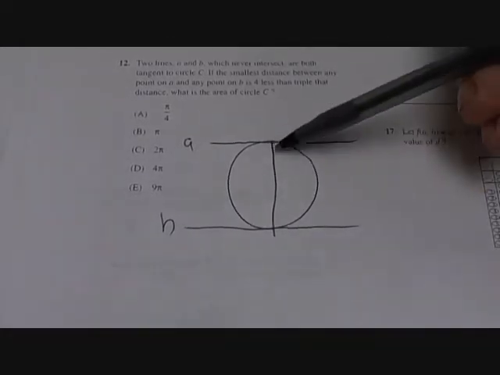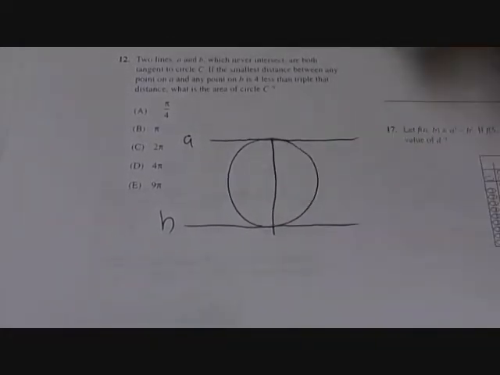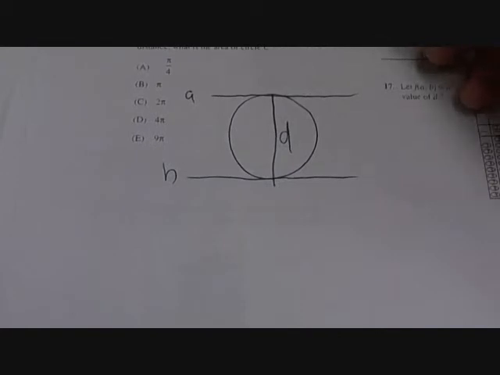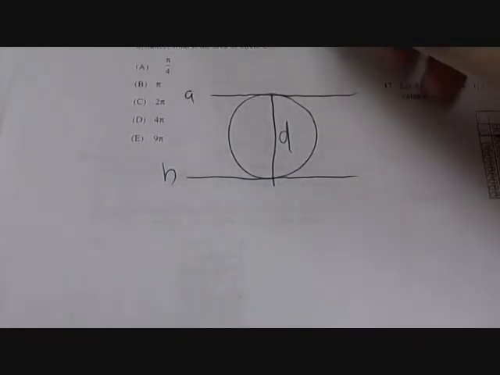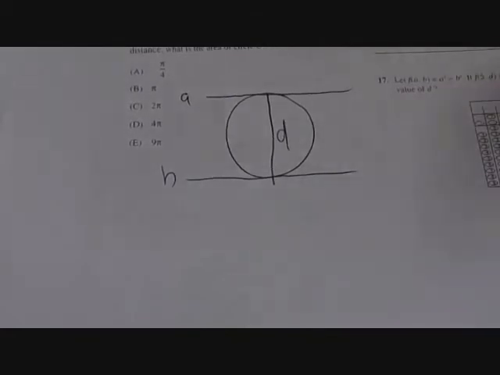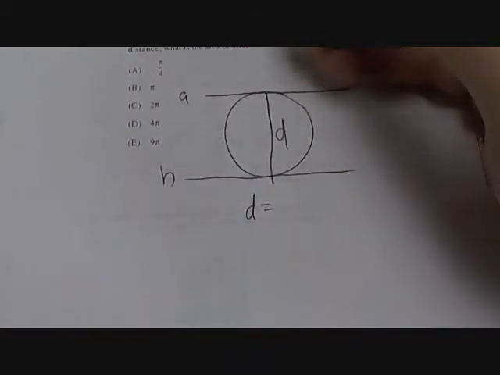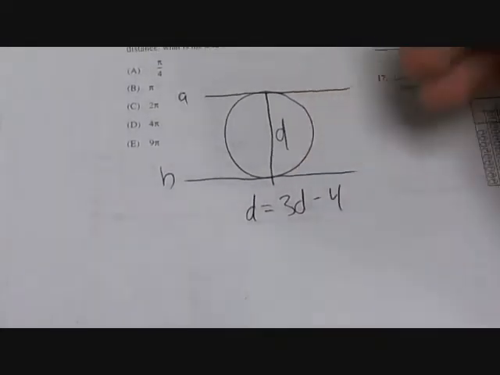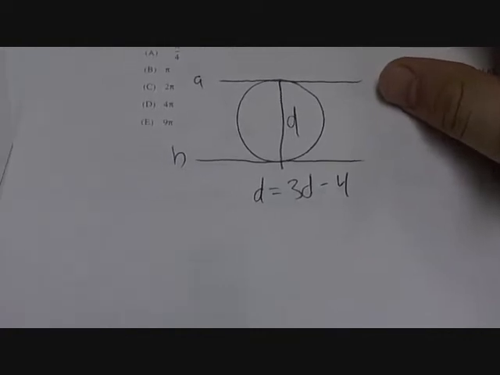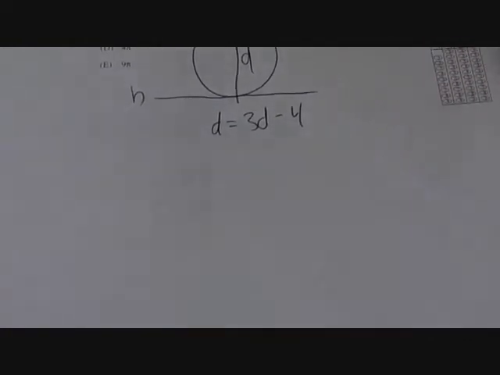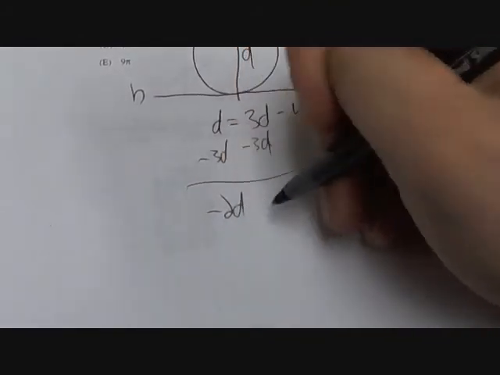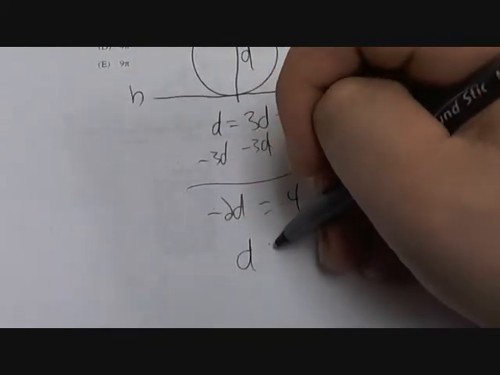So what is this distance right here? From here to here is the diameter. So this is the diameter. It says the smallest distance between any point on A and B is 4 less than the triple of that distance. So the diameter is equal to 4 less than the triple. The triple means 3D minus 4. So you just solve for D. D is equal to 3D minus 4. Take negative 3D, minus 3D. Negative 2D is equal to negative 4. So D is equal to 2.